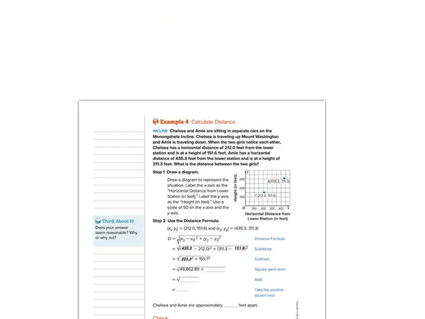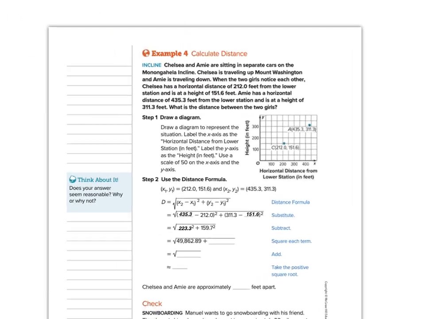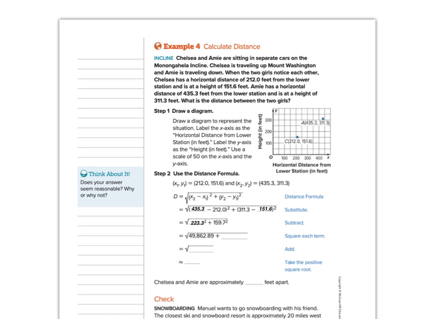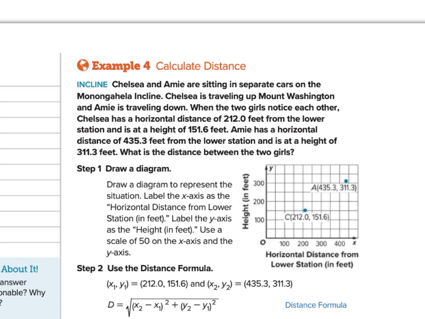Now here, using the calculator to calculate the distance, same thing applies as before, but they've turned around and given us a little bit more challenging information, not any more difficult, okay? Chelsea and Amy are sitting in separate cars. Chelsea is traveling up Mount Washington and Amy is traveling down.